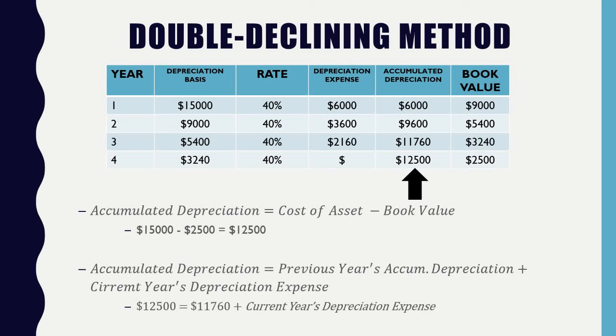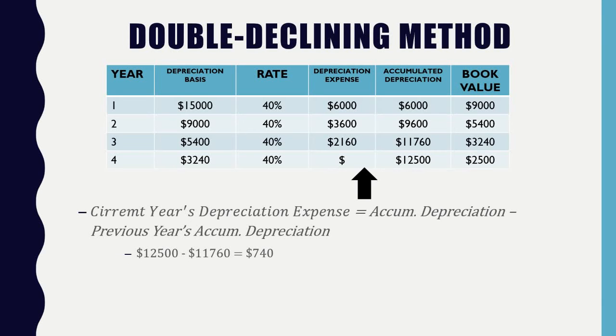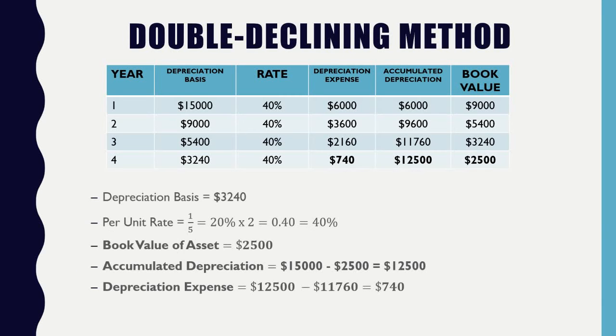So in this case, if that's the formula, now I have to work backwards. I'm given my accumulated depreciation. I also know for a fact that my previous accumulated depreciation is going to be 11,760. So with those numbers, how much do I need to have for my depreciation expense to go from 11,760 to 12,500? 740 is what you're going to solve for, and that is correct.